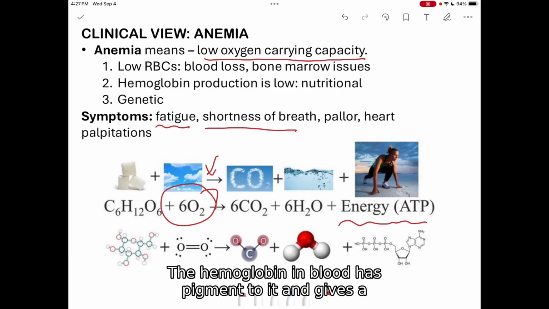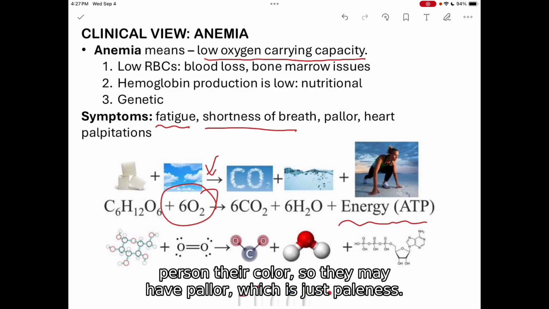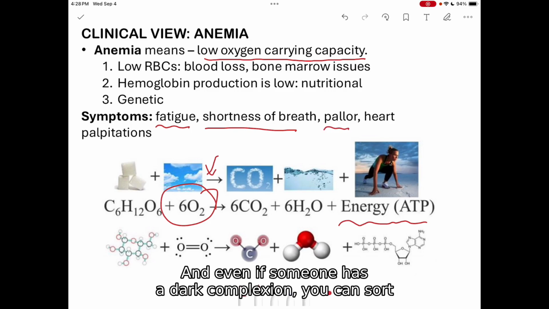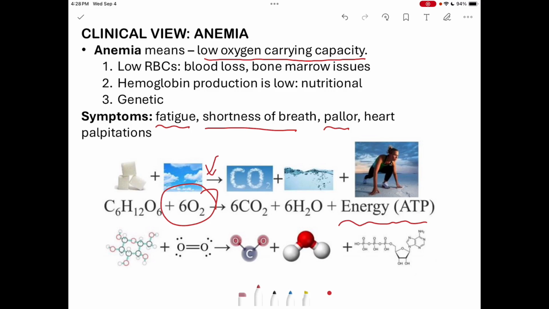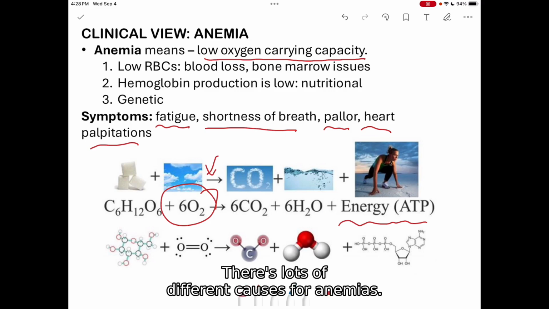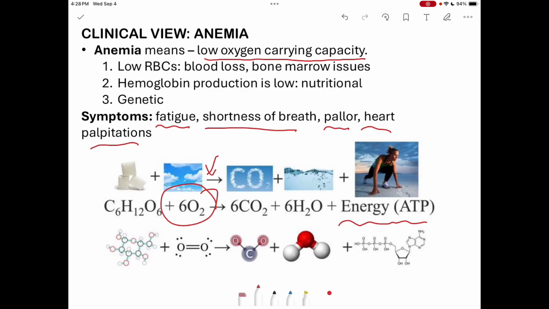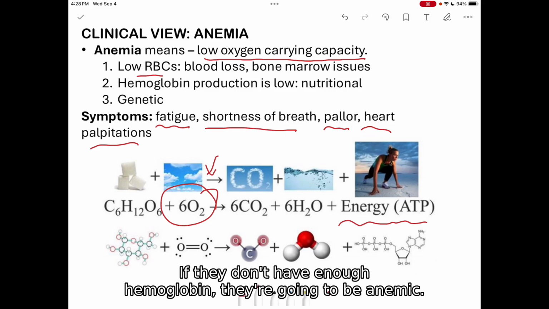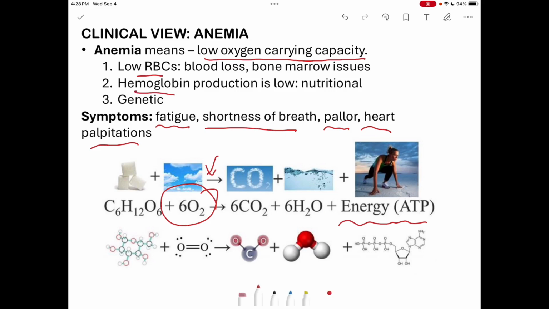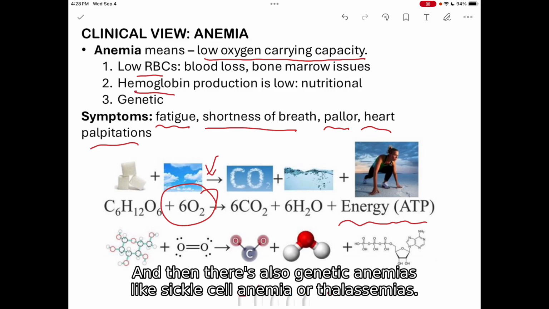The hemoglobin in blood has pigment to it and gives a person their color. So they may have pallor, which is just paleness. Even if someone has a dark complexion, you can see this paleness on their lips and inside of their mouth. And then it's also sometimes accompanied by heart palpitations. There's lots of different causes for anemias. It kind of makes sense. If somebody doesn't have enough red blood cells, they're going to be anemic. If they don't have enough hemoglobin, they're going to be anemic. And then there are also genetic anemias like sickle cell anemia or thalassemias.